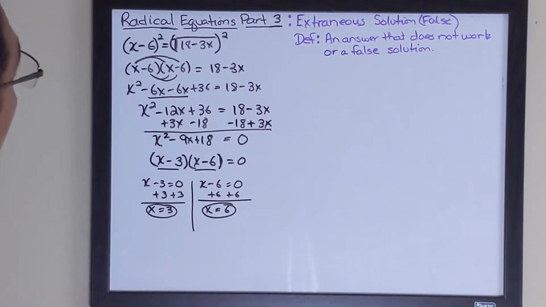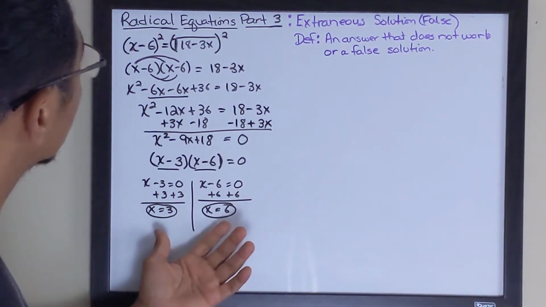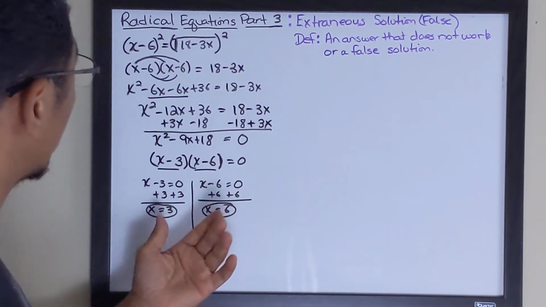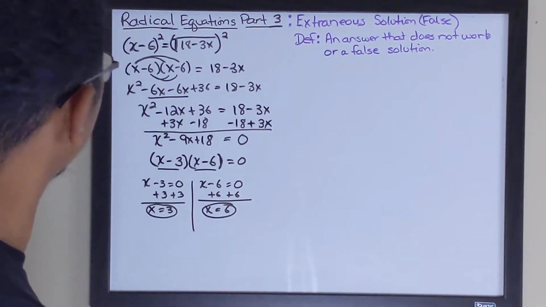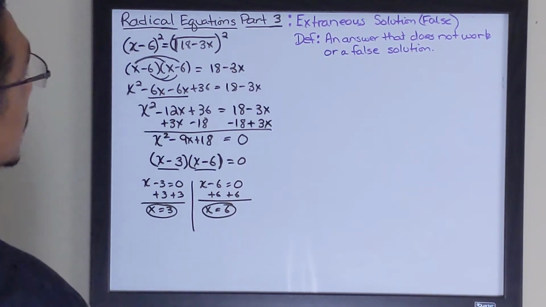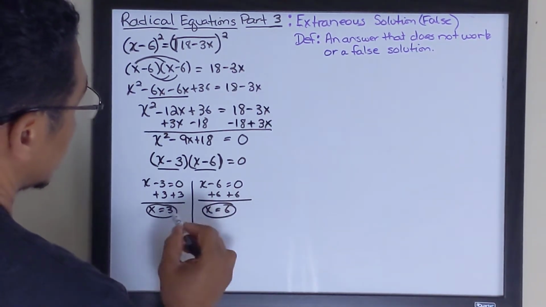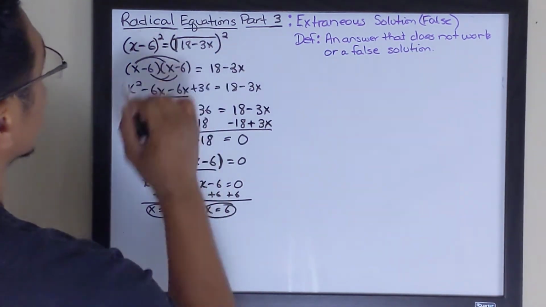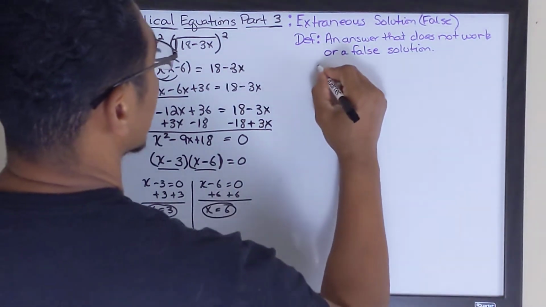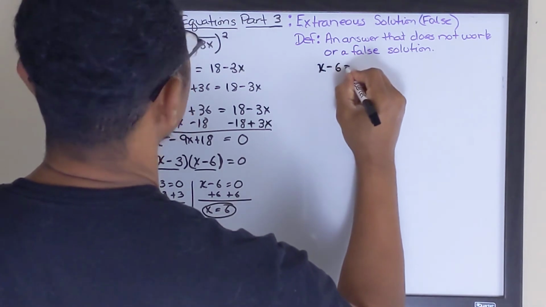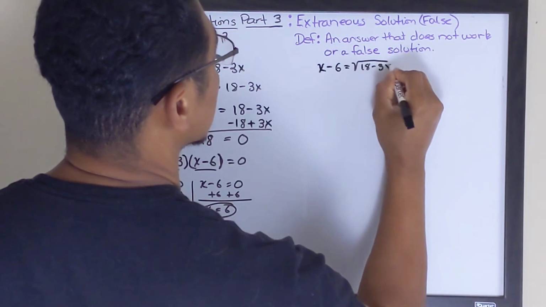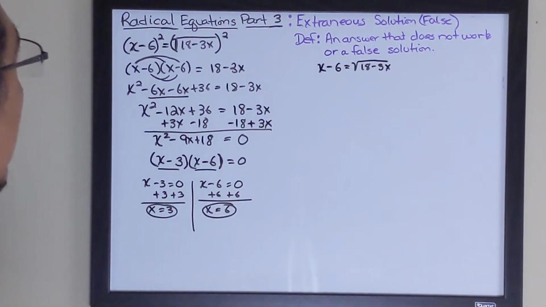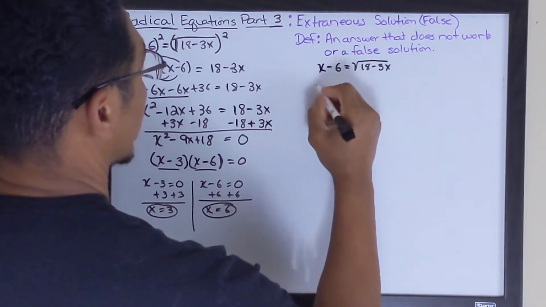And once again, we're going to check to see if there is an extraneous solution for these answers, since we have two. If we have one, we know that it's going to be an actual answer, but we have two answers, so we got to check to see if there's an extraneous solution. Now to do that, we're going to plug in each one of these values of x back into the original equation. The original equation was x minus 6 equals the square root of 18 minus 3x. Alright? So let's go ahead and plug in some numbers in here.